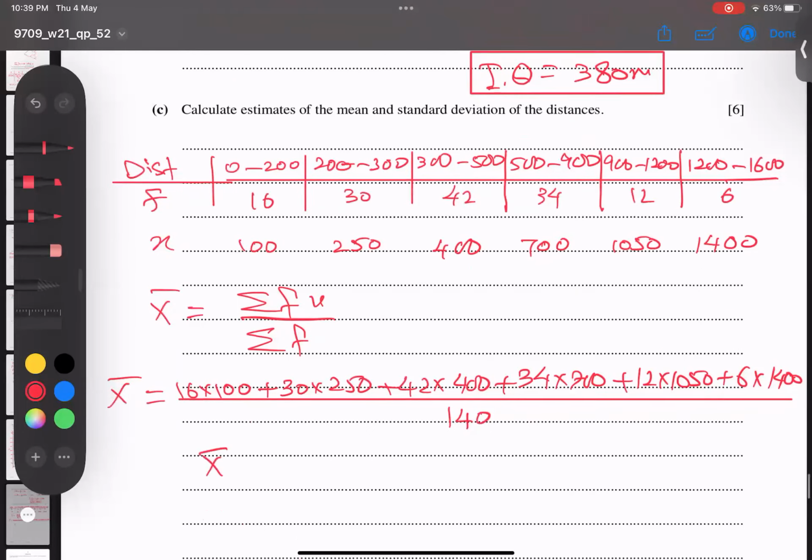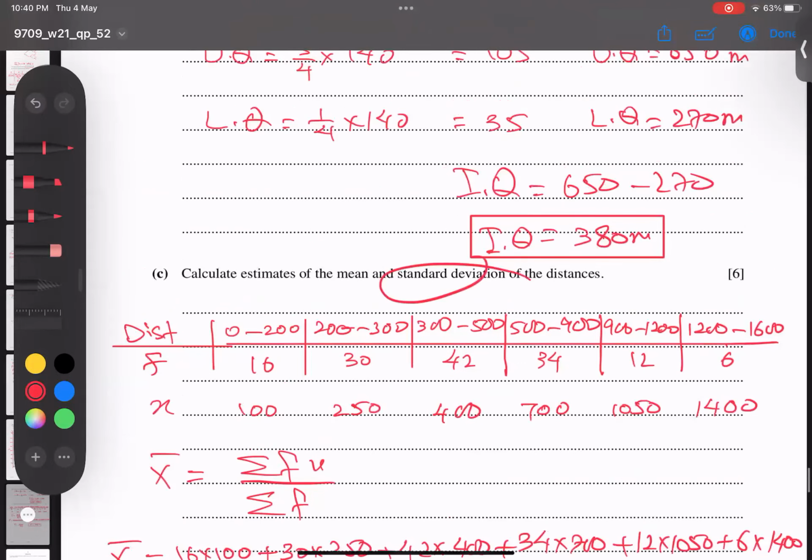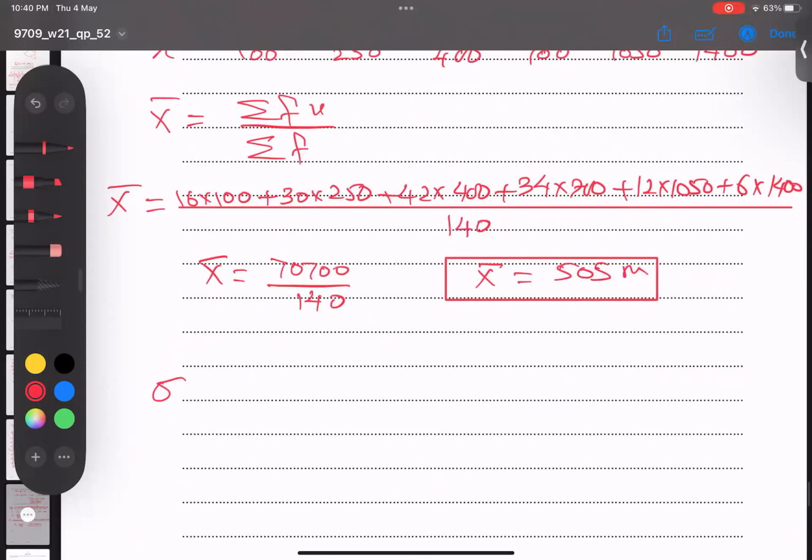And the mean is finally, I'm typing. Wait a minute, let me check. The answer is coming: 70700 by 140, I'm dividing, and the answer is coming 505 meters. Alhamdulillah Rabbil Alameen. But I'm looking for deviation also. What is the deviation formula, students? Let's first write the formula. Formula is sigma fx squared by sigma f minus mean square.